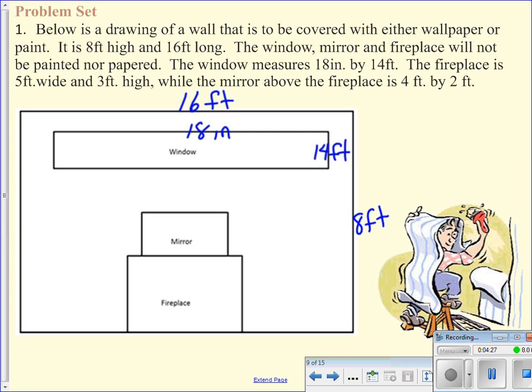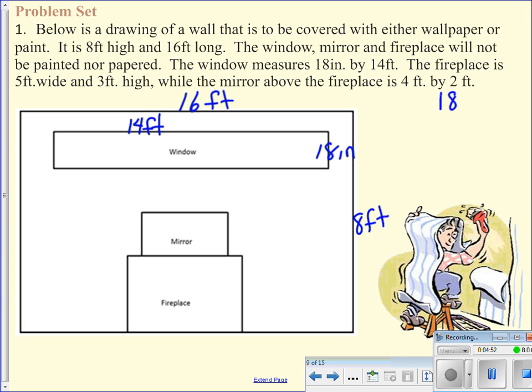And so wait a minute. I probably have these backwards. That's 14 feet and that's 18 inches. That makes more sense. But I can't start multiplying feet by inches. I know that I have to have the same unit. So why don't I take my 18 inches and turn it into feet?